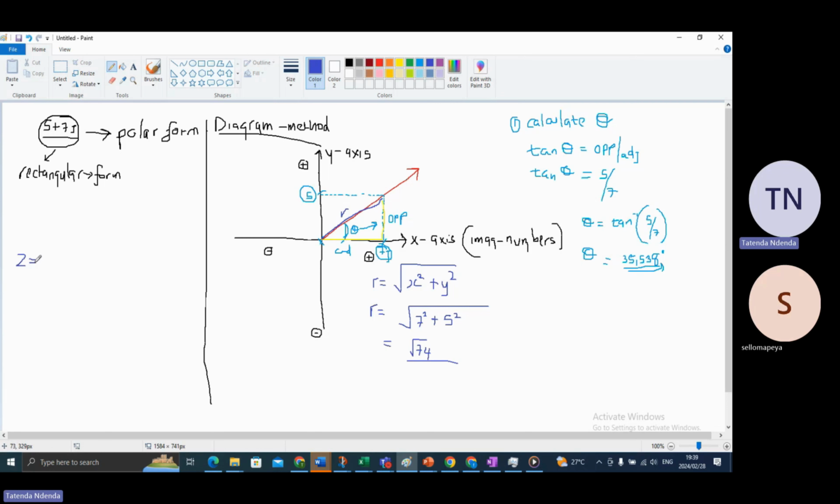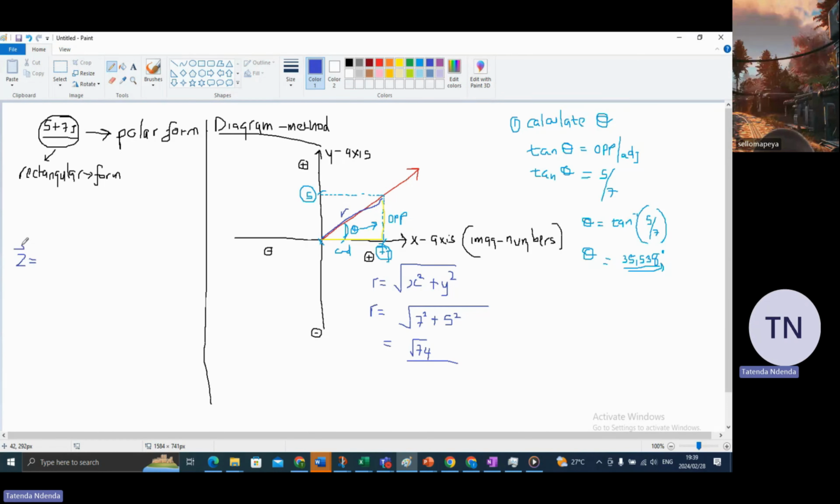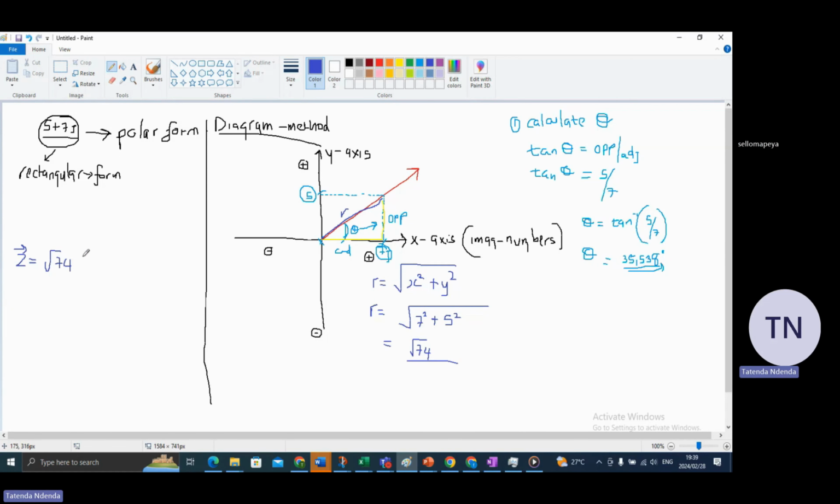Z is equivalent to, sometimes you find that it is not an array at the top, so it's going to be Z is equivalent to root of 74 CIS 35.538 degrees, meaning that which is equivalent to root of 74. Then we have this thing as 35.538. Okay, so basically that's all about how to deal with these diagrams.